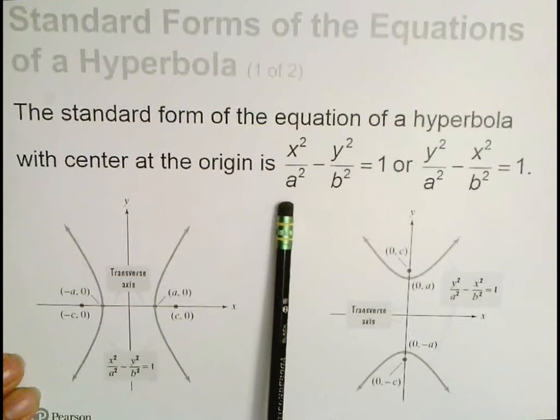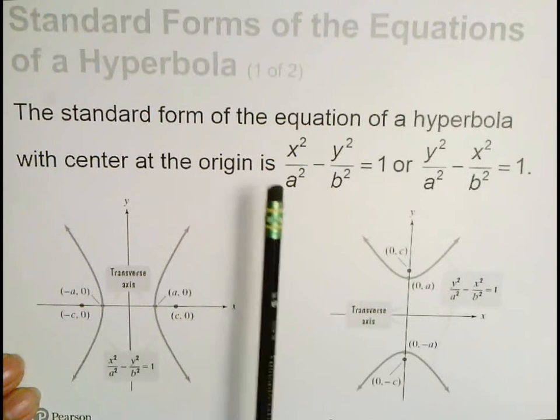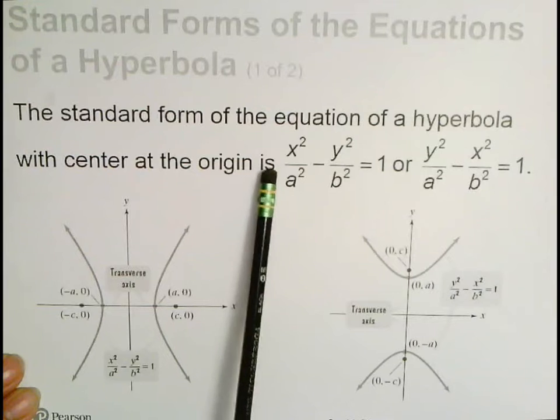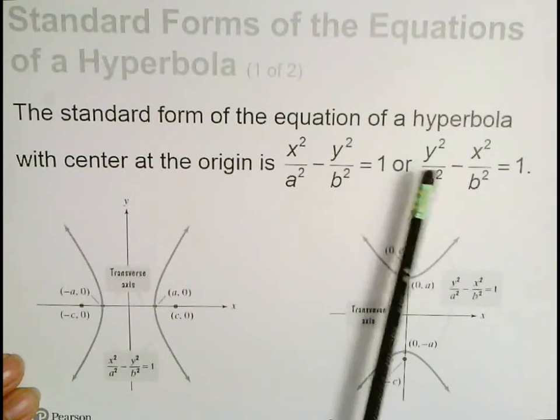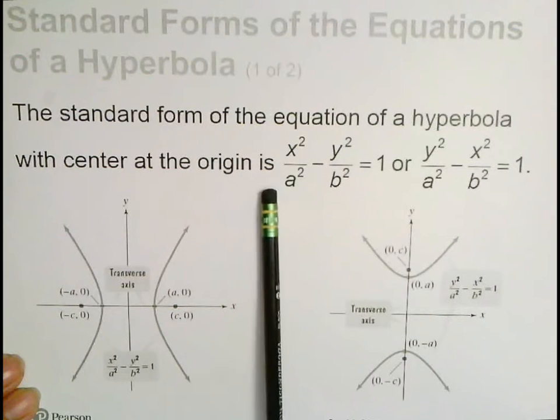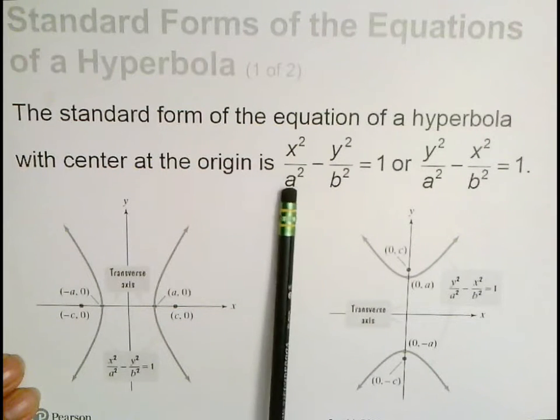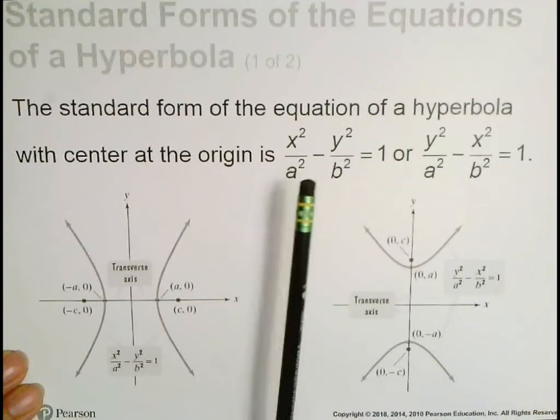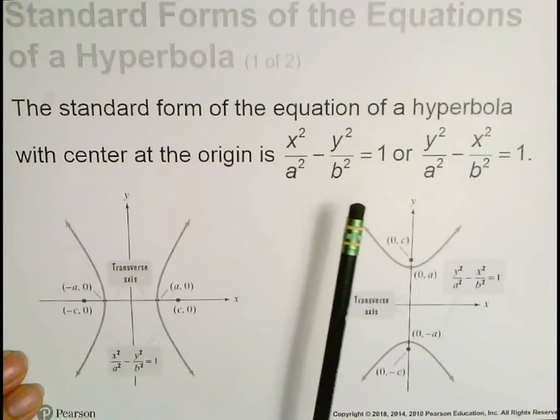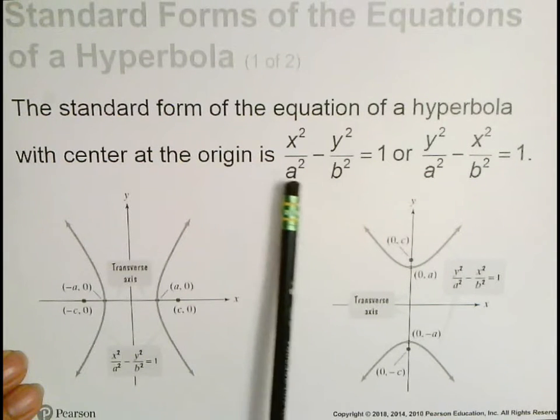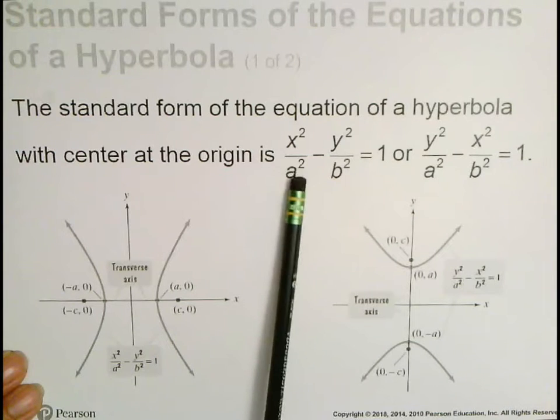And notice also that the a square is under the positive term. You see, there's understood to be a positive sign in front of the x square, and a positive sign in front of the y square term. So the a square is always under the positive term. And this time, the a square does not have to be greater than the b square, as long as the a square is under the positive term.